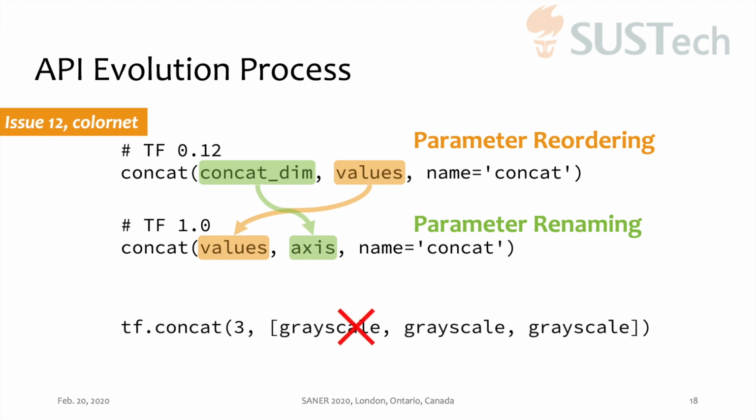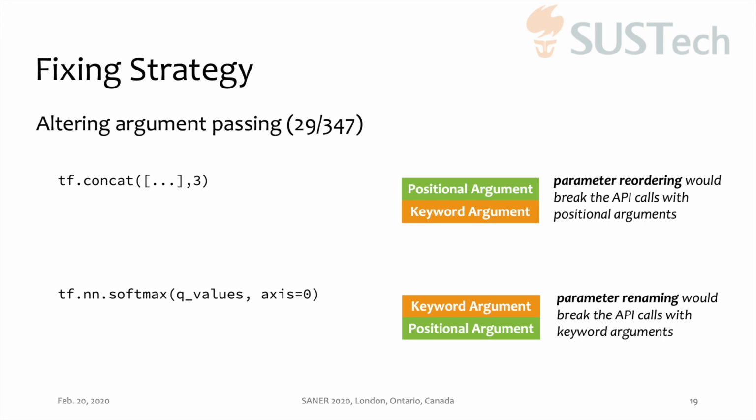Therefore, if you still use the API like this, and you pass the arguments as positional arguments, a type error will happen. In our study, we found that instead of directly replacing the old APIs with new ones, developers adopt some common strategies to fix these issues.